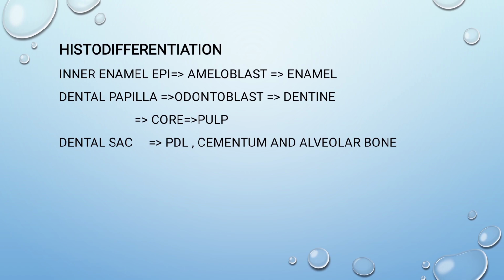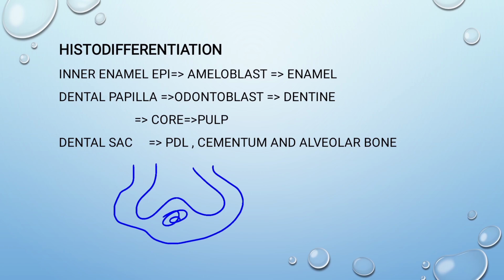In the histodifferentiation of the bell stage, the inner enamel epithelium forms ameloblasts, which will form enamel. The dental papilla forms the odontoblasts and will form the dentine. The core of the dental papilla will eventually form the pulp. The dental sac is the ectomesenchymal cells which surround the bud and the dental papilla. This is a sac of ectomesenchyme.